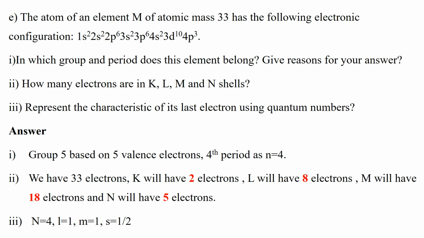Represent the characteristic of its last electron using quantum numbers. We can say the last electron is the one located in n is equal to 4. l is equal to 1 because the last electron is located in p, and then m will be equal to 1 and s will be equal to 1 over 2. When we are representing m, if l is equal to 1, m is equal to minus 1, 0, and 1, which means the last electron is located in m is equal to 1.